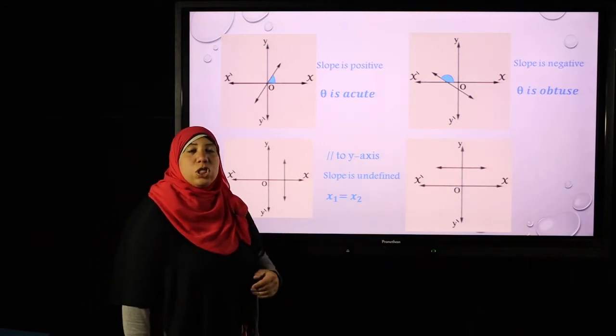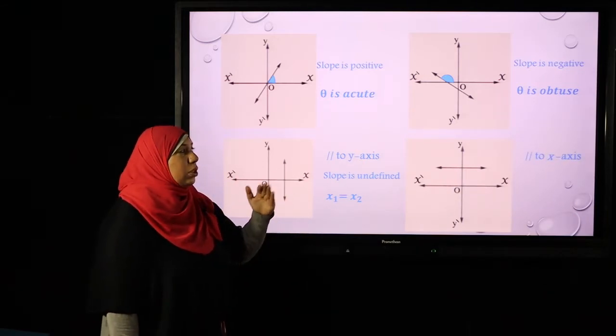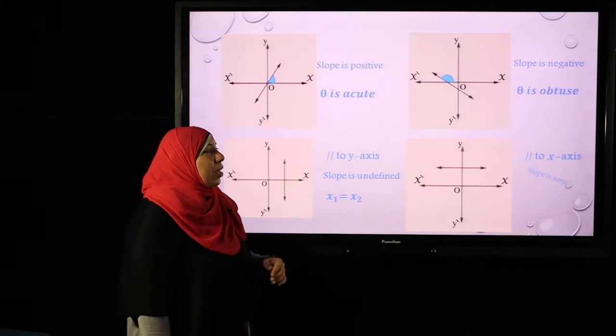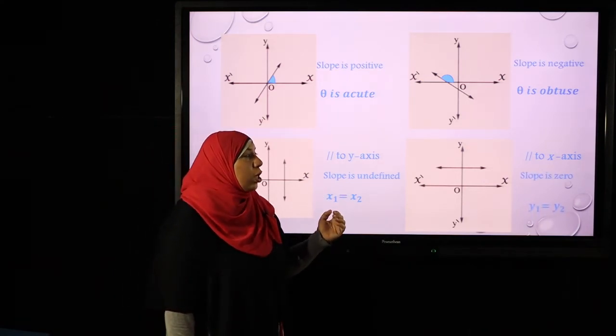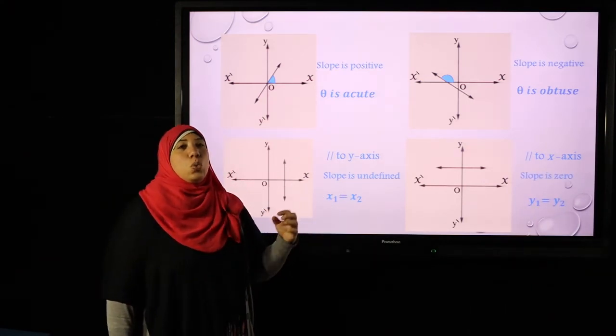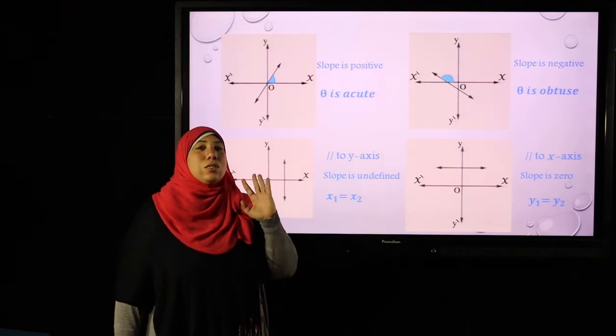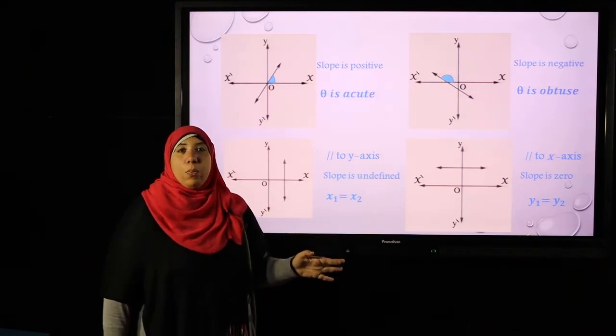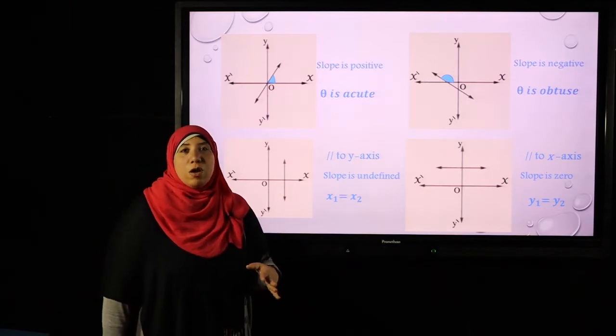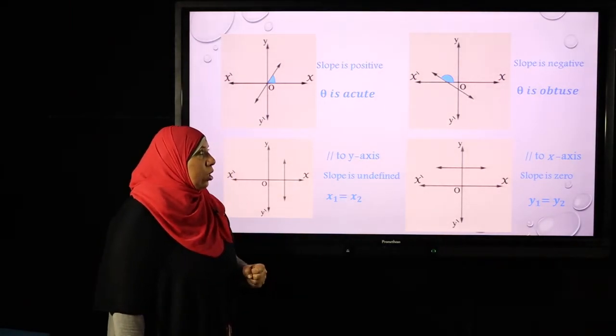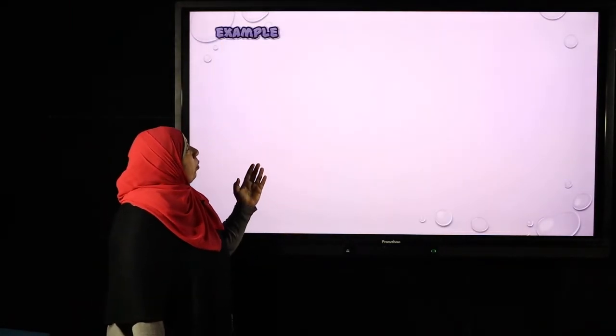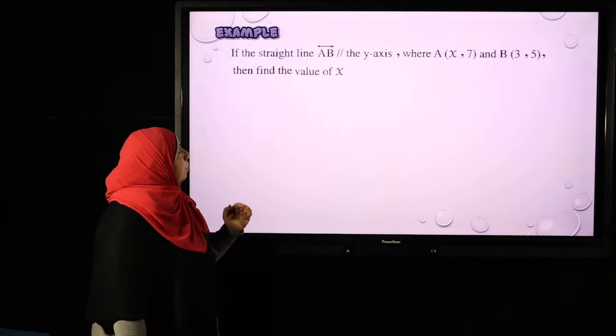The last figure is the line which is parallel to the x-axis, or the horizontal line. Its slope here is 0 because y1 is equal to y2. So when you make y minus y, which are the same number, it will give you 0 over a number, equal to 0. Now, see that the question comes in this form.